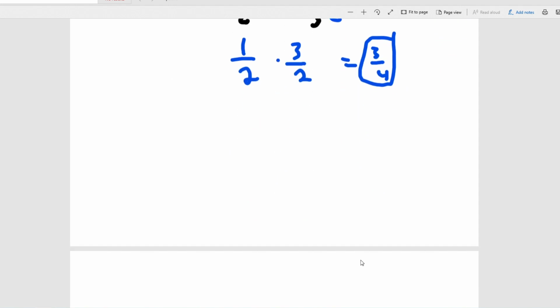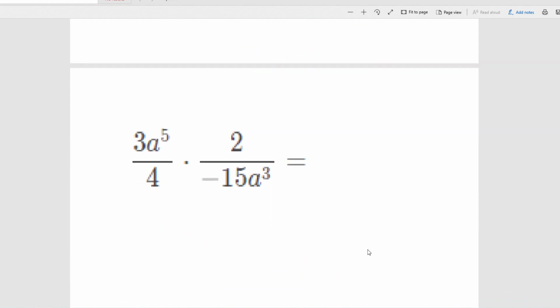So nice little review, but let's look at something more real. So here we got a similar thing. It just has a variable in it now. So we're going to do the same process. It's multiplication, so we don't need to worry about any flipping. 3a to the 5th times 2 is 6a to the 5th. 4 times negative 15a cubed is negative 60a cubed. Then we do have to simplify, see if there's something in common in the top and bottom, if there's a factor in common. The numbers both divide by 6.